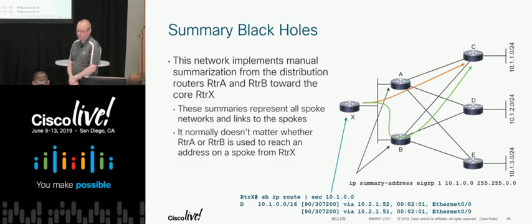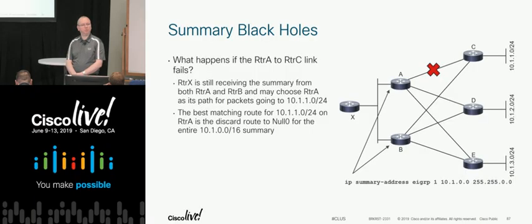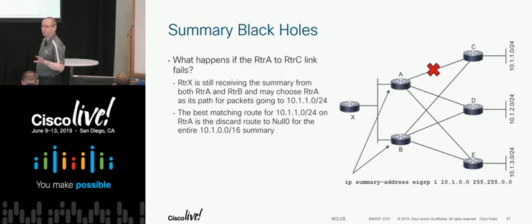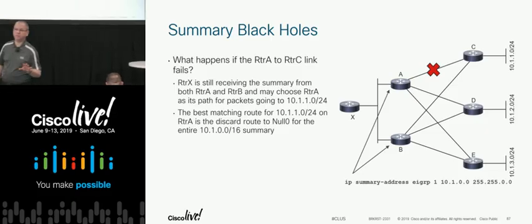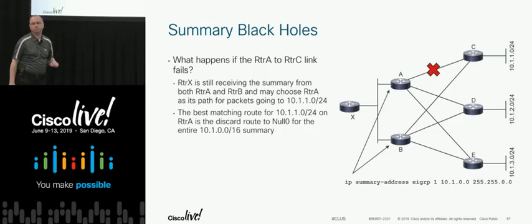What's the problem here is that if I break the link between A and C, router A stops advertising the reachability to the network that is located at the top, the 10.1.1.0. I don't have it.